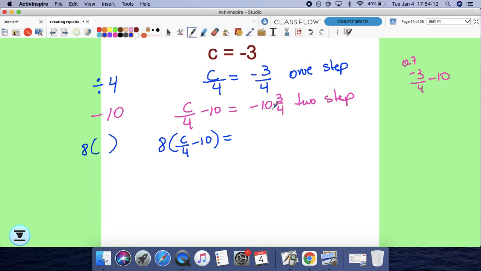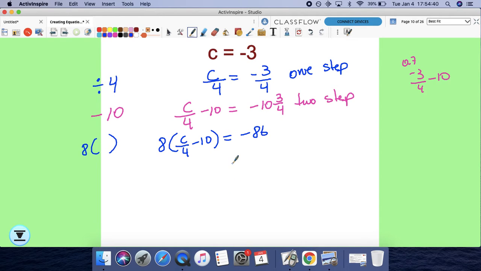And on the other side, I'm going to multiply 8 times -10 3/4. And you have a calculator, okay? So I'm going to multiply that: 10.75 times 8, 10 3/4 times 8 equals 86. So look at that. That's a nice number. So negative 86. So I multiply both sides by 8, and I got negative 86.